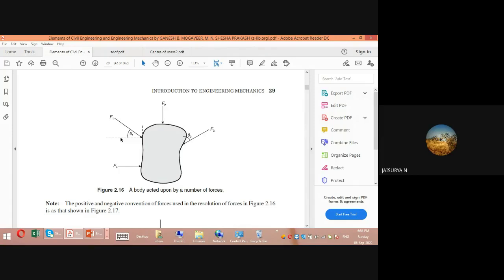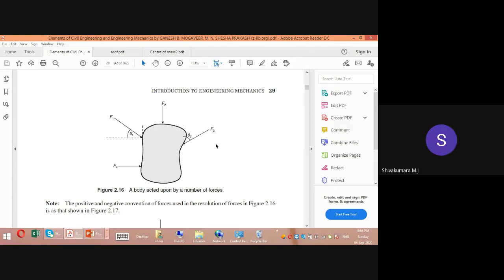Sir? So what is the horizontal component of this F1 if we resolve? That's F1 cos theta 1. F1 cos theta 1 we will get. So how about this F3? What is the horizontal component of F3? F3 sin theta 2. Yes, exactly, very good.